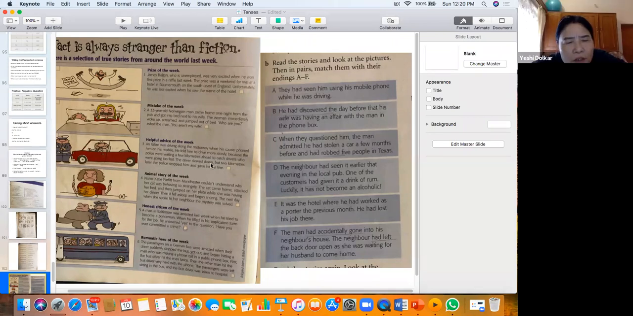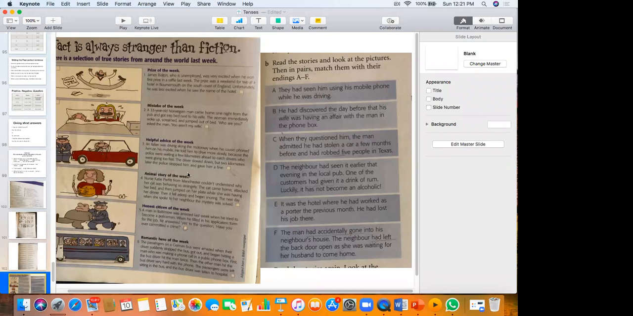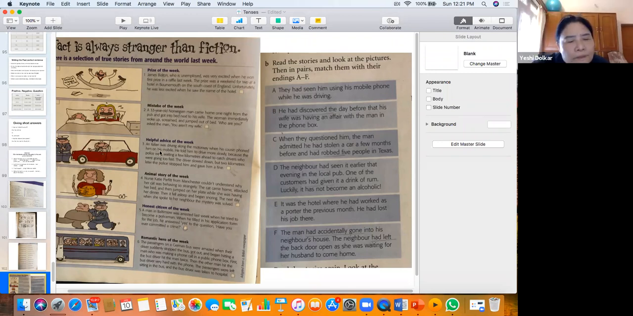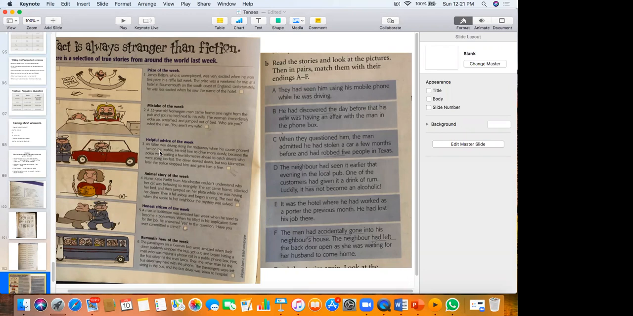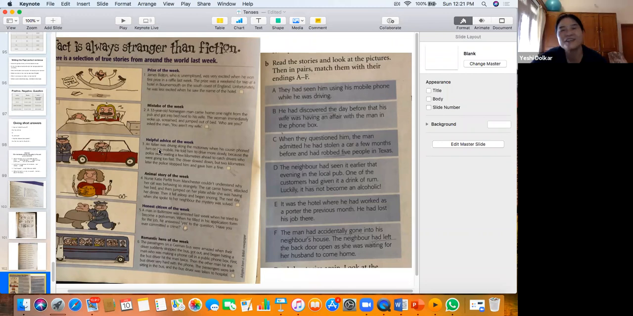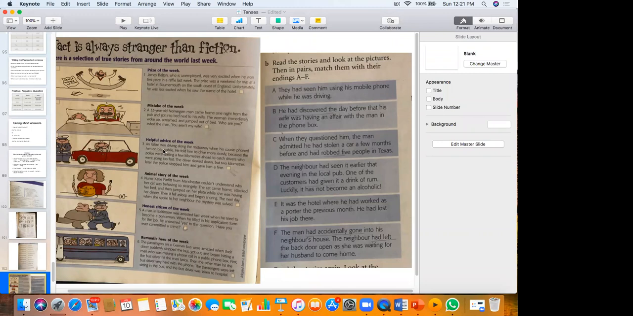The driver slowed down, but 2 kilometers later, the police stopped him and gave him a fine. Understood? Yeah. When they questioned him, the man admitted he had stolen a car. No. They had seen him using his mobile phone while he was driving.